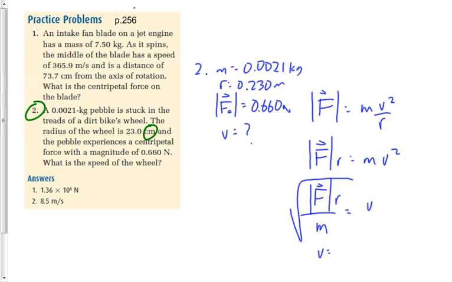So v is equal to, what do we get here, 0.660 times 0.230 divided by 0.0021. Press equals on your calculator. Get a number for that. Then square root it. And when we do that, we should get 8.5 meters per second.